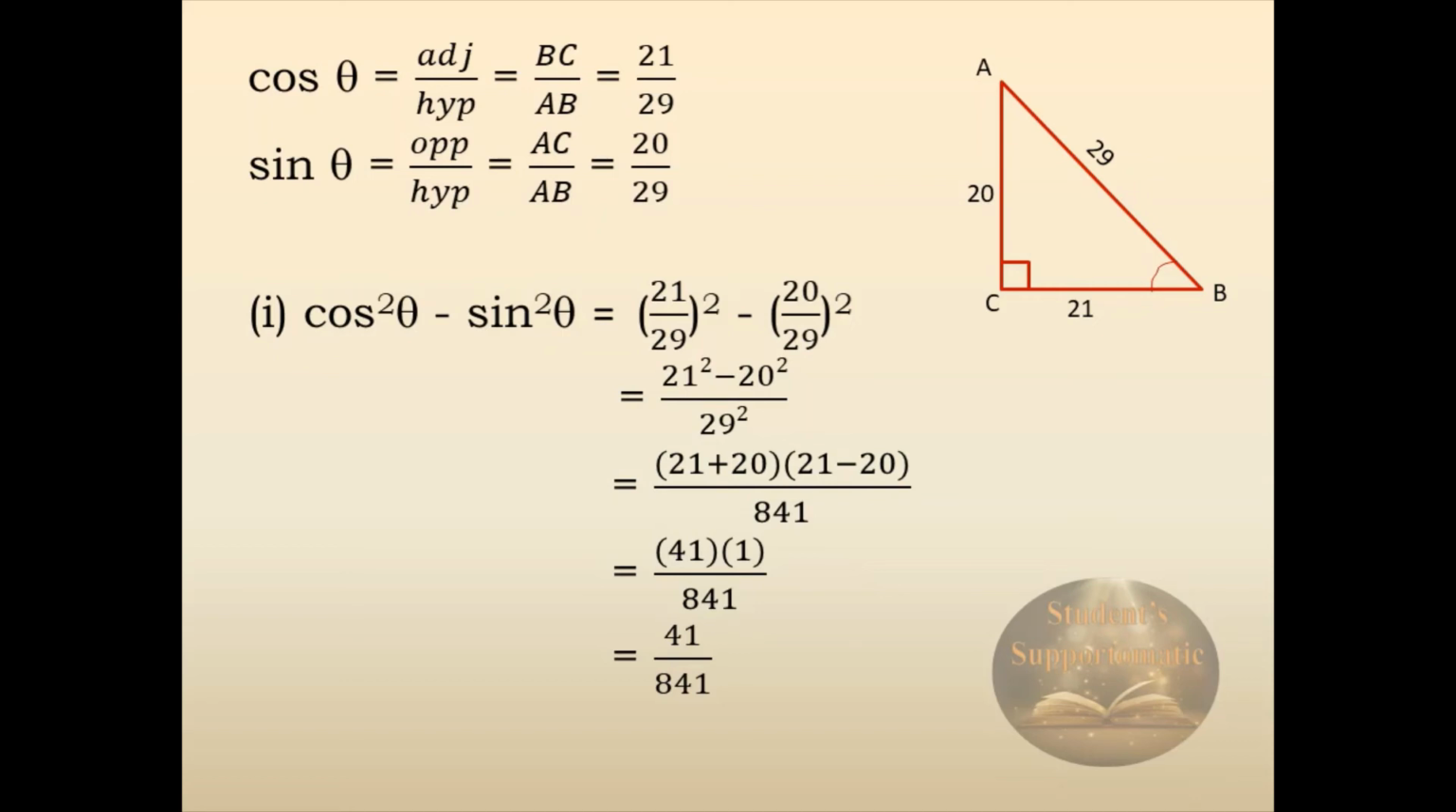Okay, this is the problem, and we'll go for the next problem: if cot theta is equal to 7 by 8, we have to evaluate 1 plus sin theta, 1 minus sin theta, by 1 plus cos theta, 1 minus cos theta. This is the first part, and the second part is cot square theta.